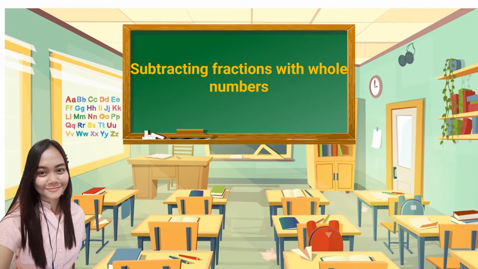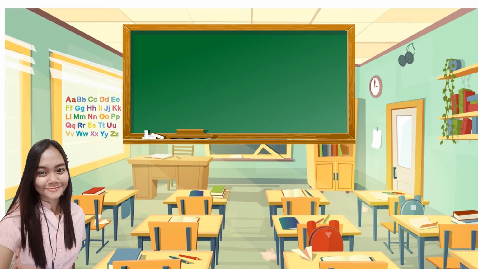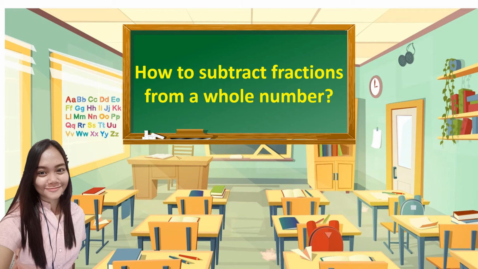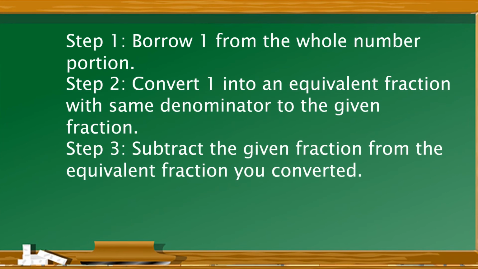Now, let's proceed on subtracting fractions with whole numbers, how to subtract fractions from a whole number. Step 1, you have to borrow 1 from the whole number portion. Step 2, convert 1 into an equivalent fraction with the same denominator as the given fraction. Step 3, subtract the given fraction from the equivalent fraction you converted. And step 4, add the result from step 1 and step 3.